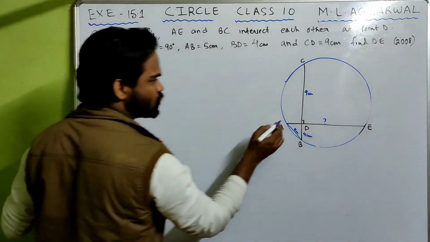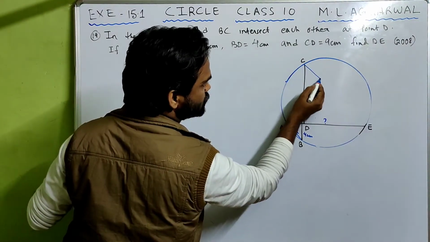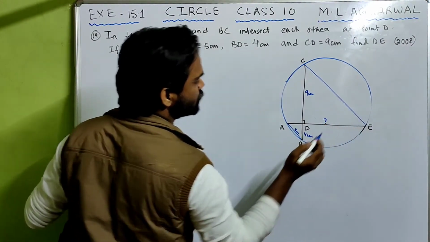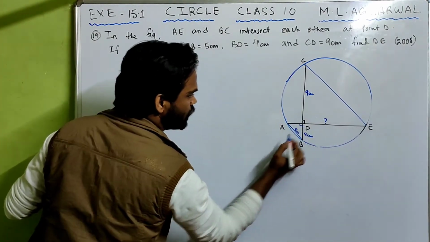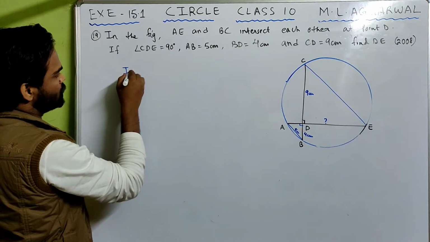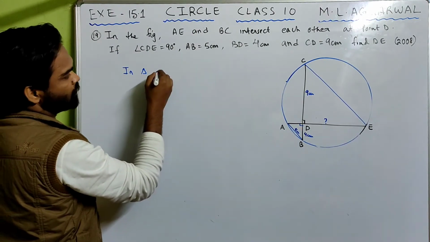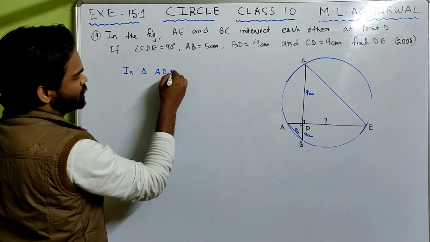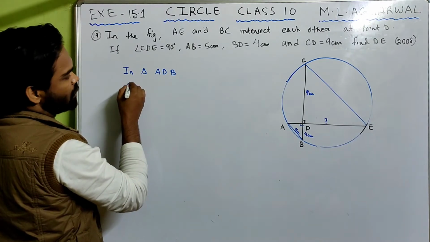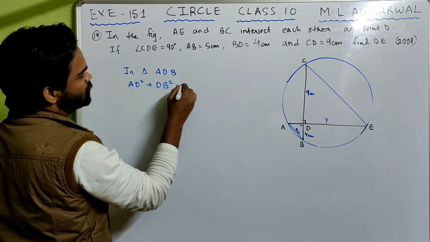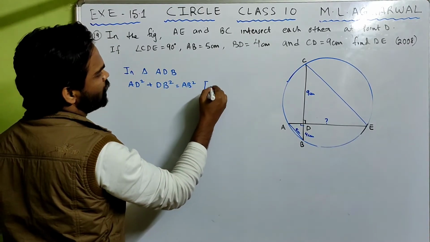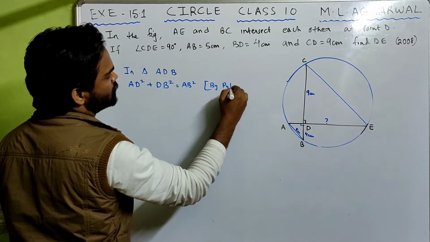Very easy. Just join CE first. Okay, in this triangle first, look over here. This is 90 degree, no doubt. In triangle ADB, just look carefully. AD square by Pythagoras theorem plus DB square is equal to AB square by Pythagoras theorem.